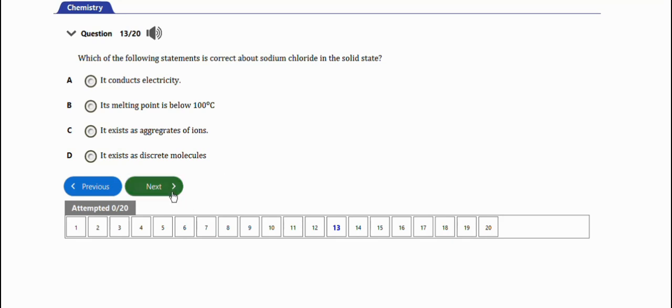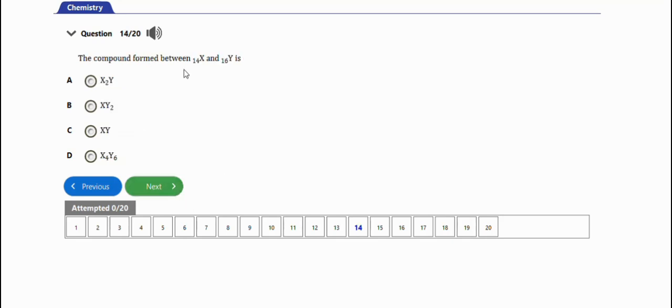The next subject question is this one. It says the compound formed between this and this is, so this is silicon and this is sulfur. So looking at what we have here, you can deduce that the right compound formed will be option B. Alright, so that's it for this question.